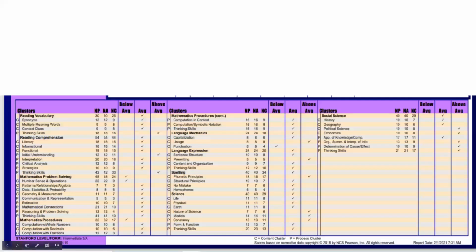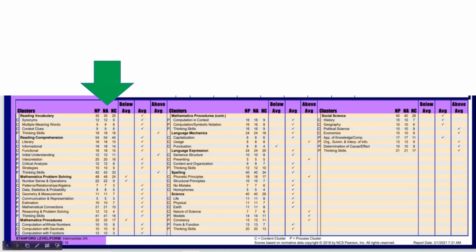Here is the bottom half of John's result page. This half of the page breaks down each subtest into smaller categories. For example, reading vocabulary is broken down into synonyms, multiple meaning words, context clues, and thinking skills. Depending on your student's grade level, each subtest is broken down into different sections.